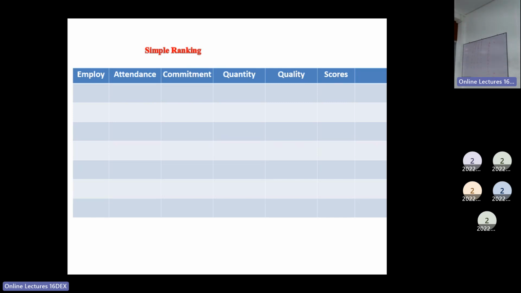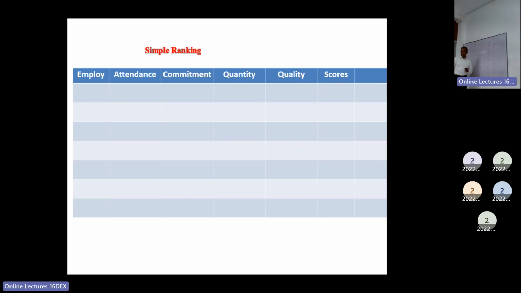Out of these 8, again you select the best and the worst. Who is the best among these 8 employees? B is the best. Who is the worst? I. Right. Now we have selected 4 employees. How many remaining? 6. Out of this, who is the best and the worst? E is the best. Worst? D is the worst.